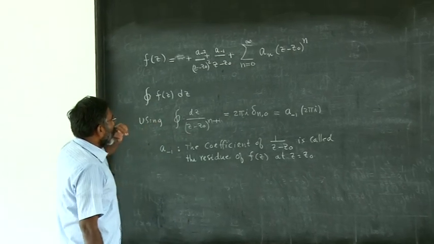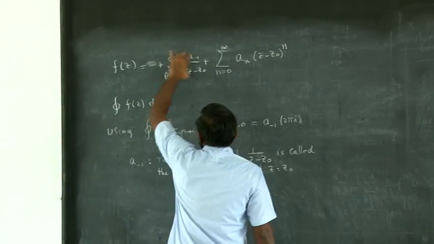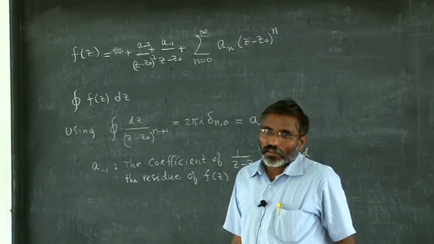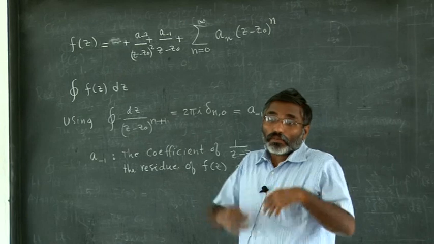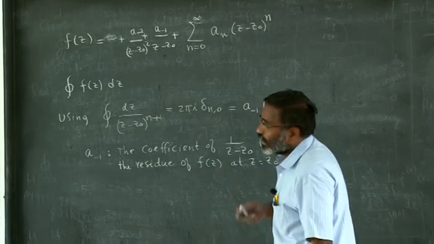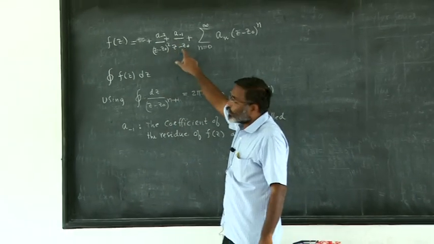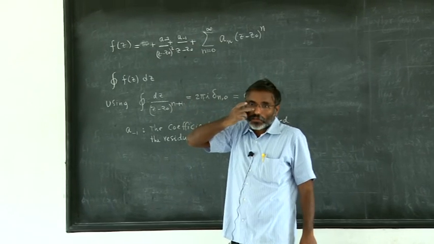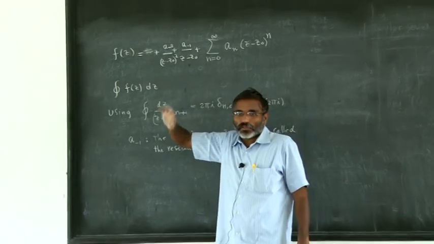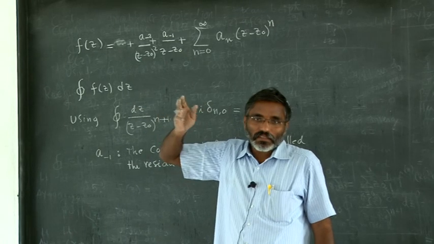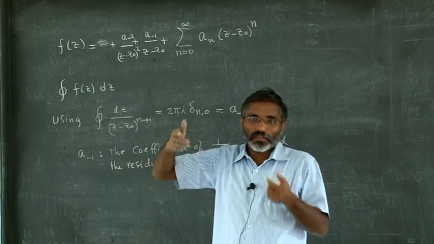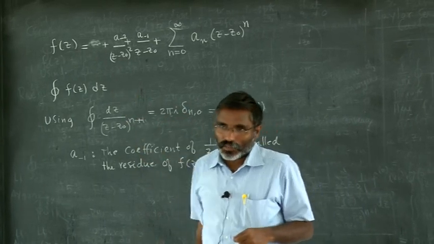Now interestingly, you can see that this series convergence requires z to be above some radius. Suppose you define 1 by (z minus z naught) as some complex number w, then it will be a power series in w, correct? w plus w square plus w cube. That requires convergence, w should be less than some radius. That means z minus z naught should be greater than some radius.